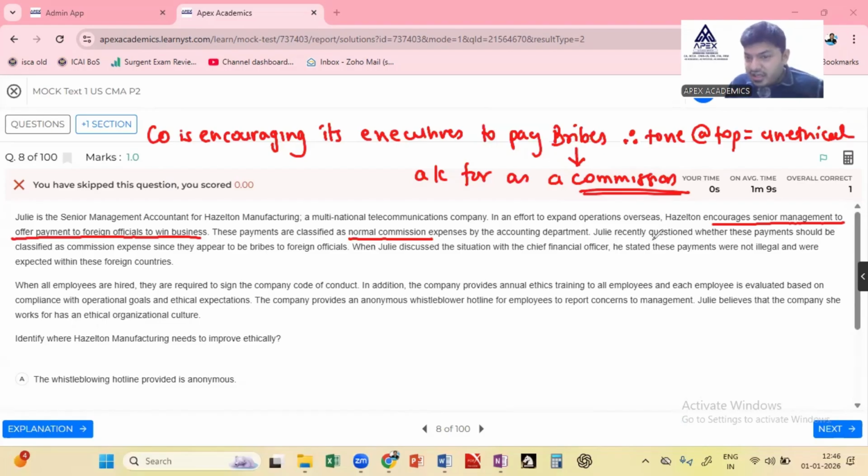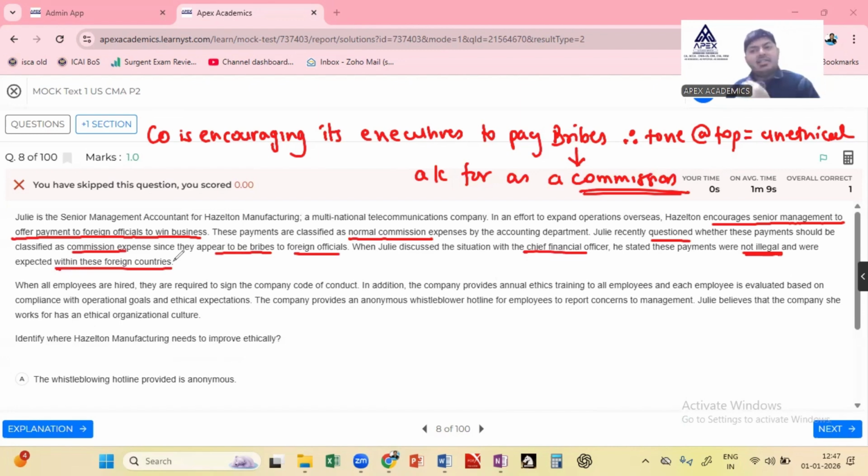So Julie questioned whether these payments should be classified as commission expense since they appear to be bribes to foreign officials. Julie discussed the situation with the CFO. He stated that these payments are not illegal and are expected within these foreign countries.